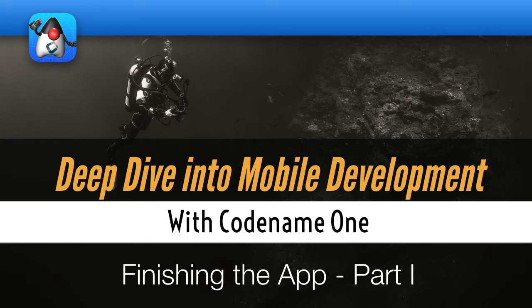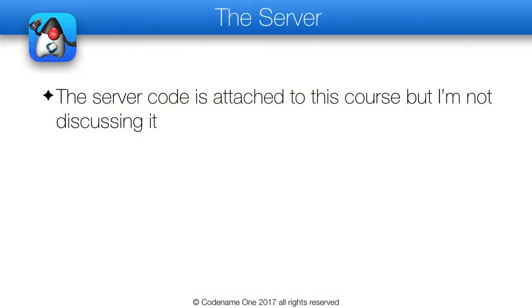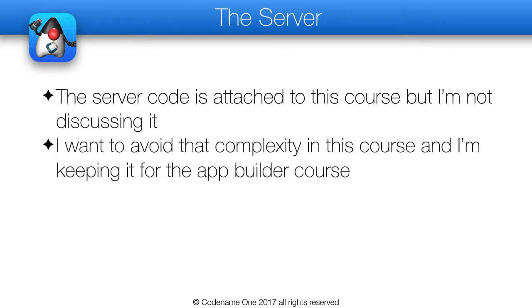In this section, we'll finish the restaurant app while skipping some big pieces, such as the implementation of the server. I'm attaching the server project to the module so you would be able to reference and probably run it, but the goal of this course is to teach Codename One and not to teach server development. In the next course, we'll cover server development more in depth and touch on some of the work we did for this server.